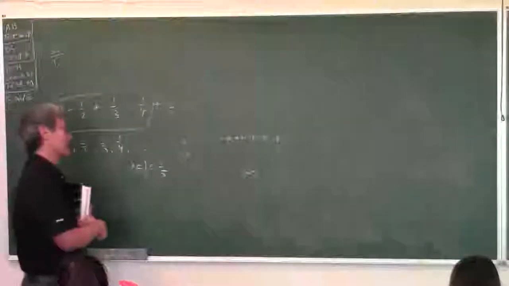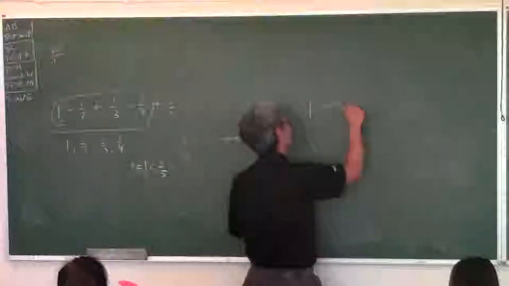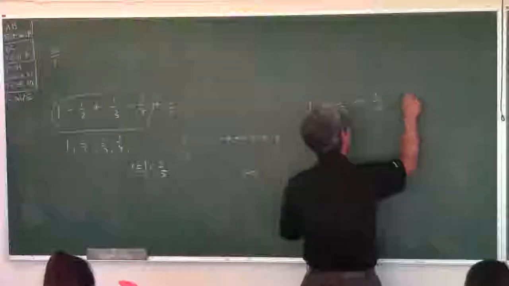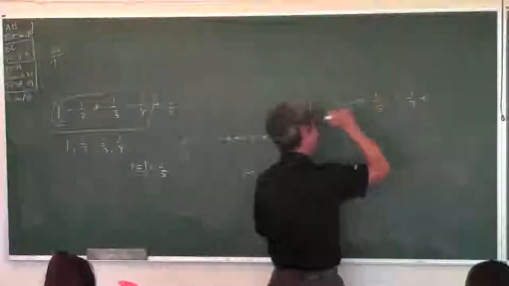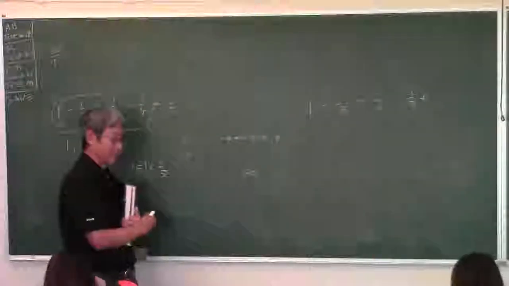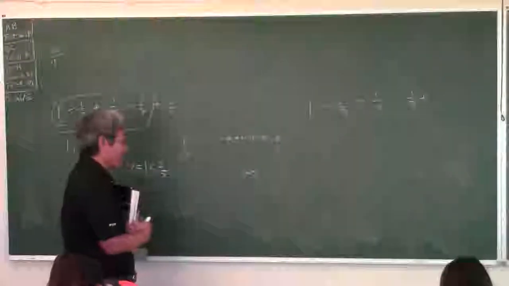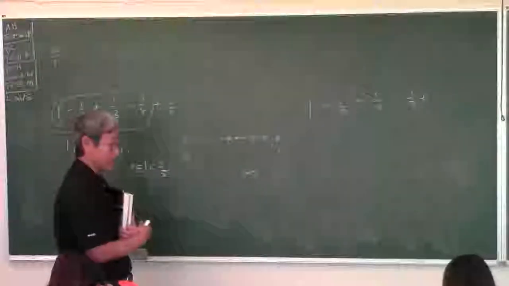Okay, let's do a more complicated one. 1 minus 1 third plus 1 fifth minus 1 seventh plus dot dot dot. Does this series converge or diverge? Can I use the alternating series theorem? Yes, you can. Okay, so does it apply? All three conditions apply? Yes.